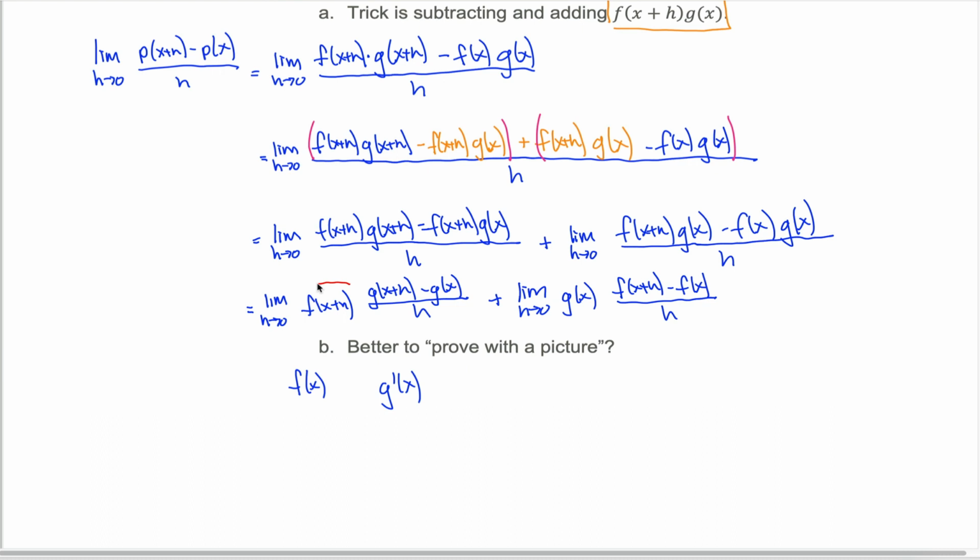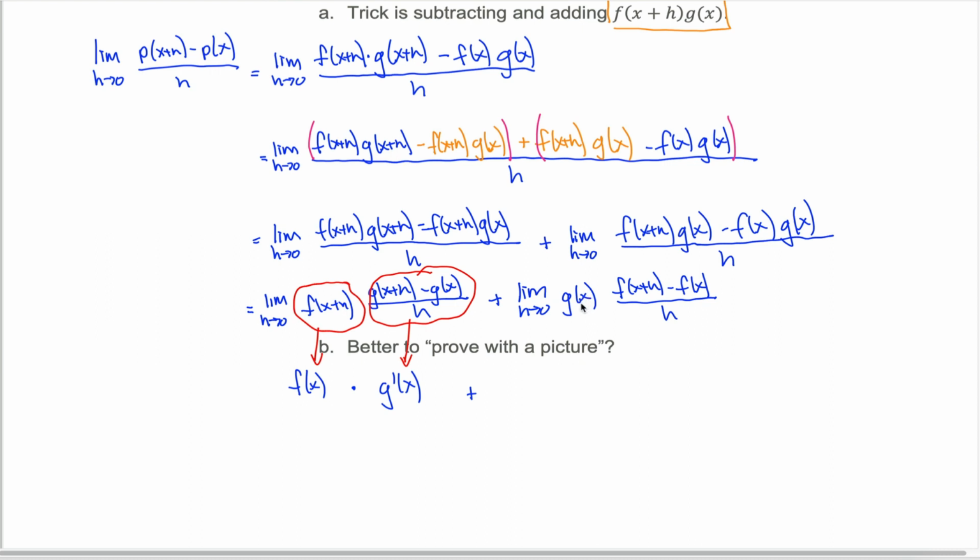If it helps to see where all the pieces are going, this turns into this when I evaluate the limit, and this turns into this when I evaluate the limit. So I got f of x times g prime of x, and then I have my plus sign, and then I evaluate the limit over here, and the same thing happens. The limit as h approaches 0 of g of x.